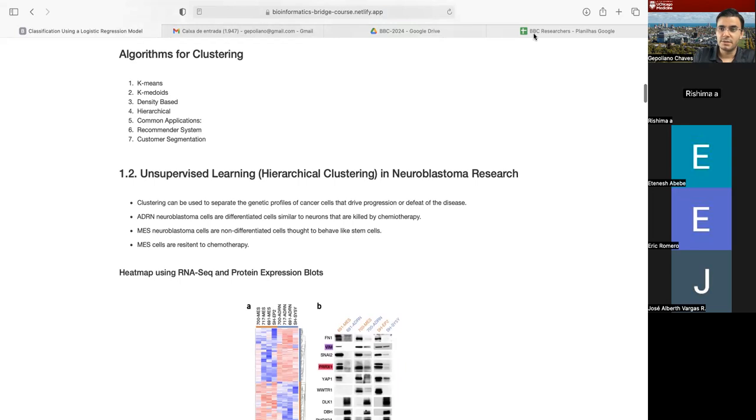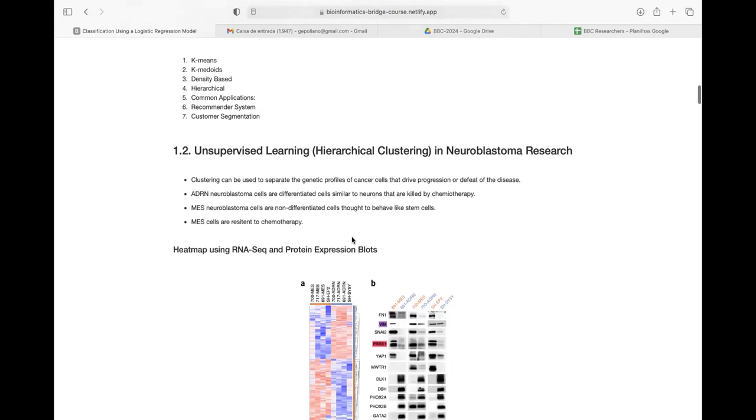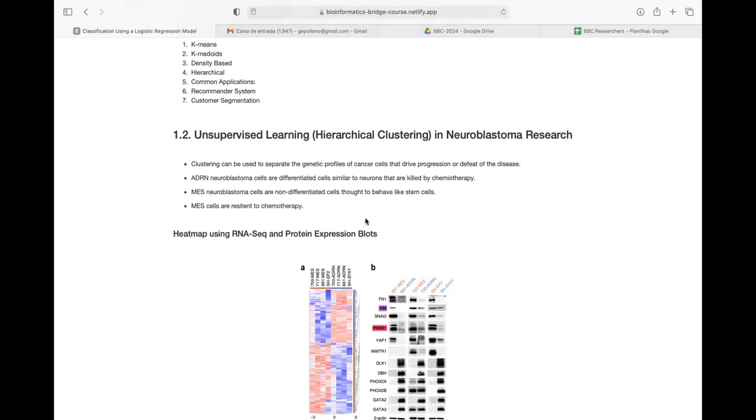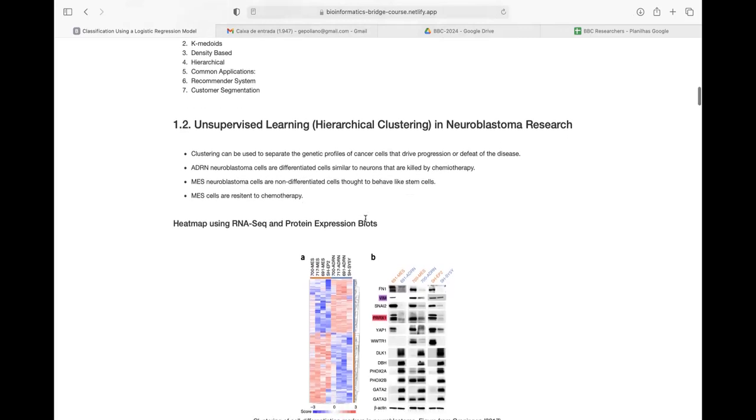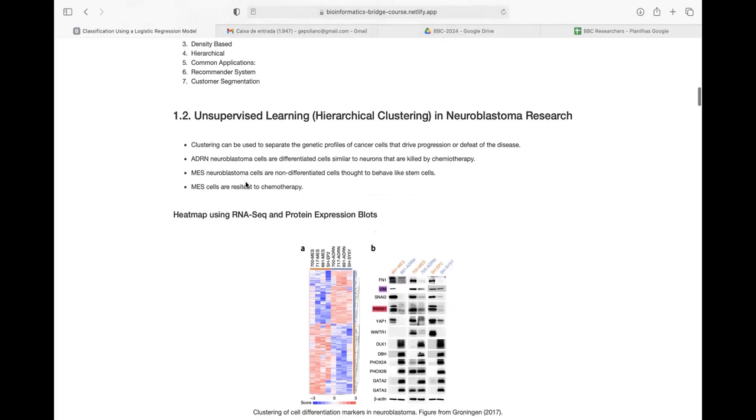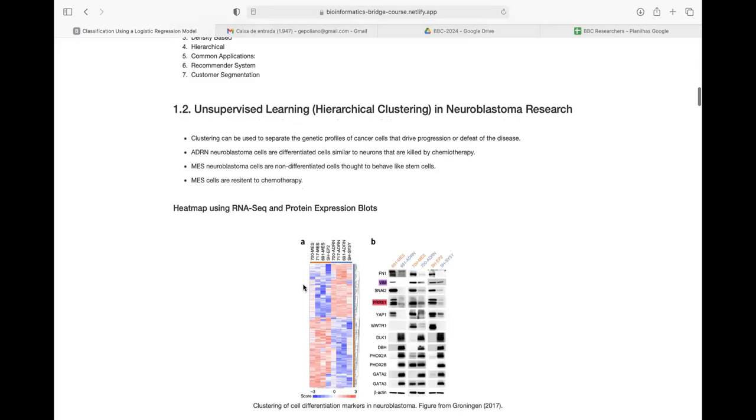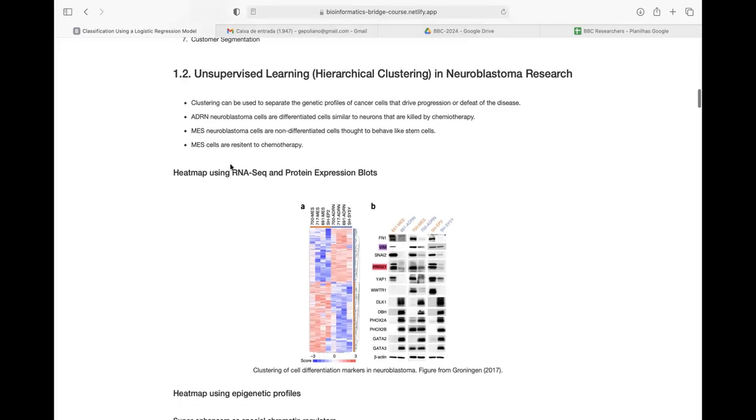Okay, clustering can be used to separate the genetic profiles of cancer cells that drive progression or defeat the disease. Neuroblastoma cells are differentiated. They are similar to neurons. Mesenchymal cells are non-differentiated cells. You can also say that they are de-differentiated, and they are thought to behave like stem cells. Mesenchymal cells are resistant to chemotherapy. That's why they are so dangerous.